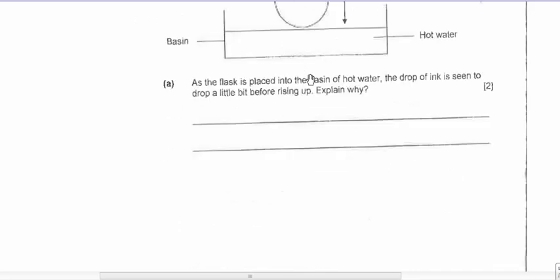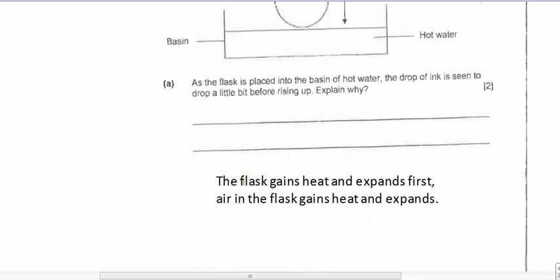Alright, so this is how you explain. There are 4 points here. Flask gains heat, expands first. Remember this, whenever you want to explain or talk about expansion, always talk about gain heat. This comes together like twins. Then the air in the flask gains heat and it expands. So there are 4 things altogether. The flask must gain heat and it will expand. That's why the ink drops. Then the air in the flask will gain heat and then it expands.